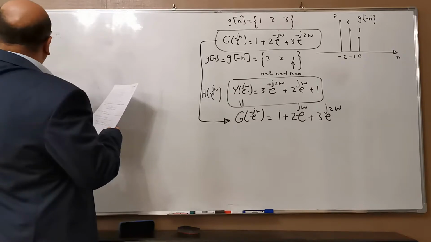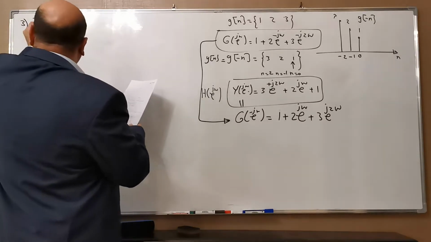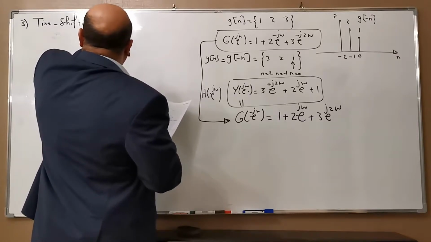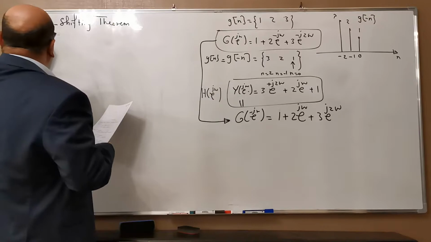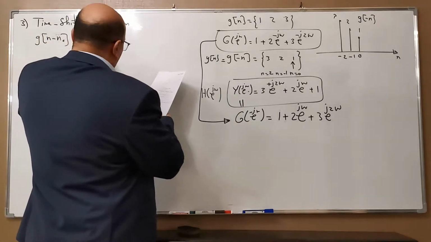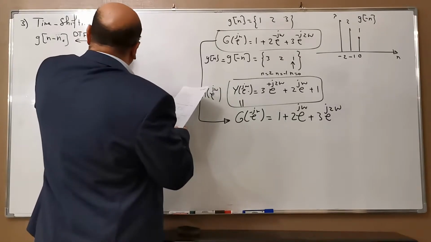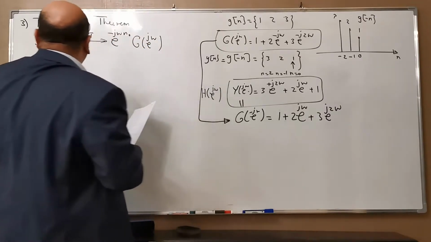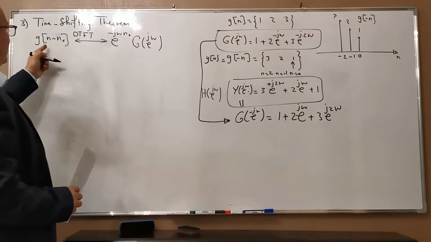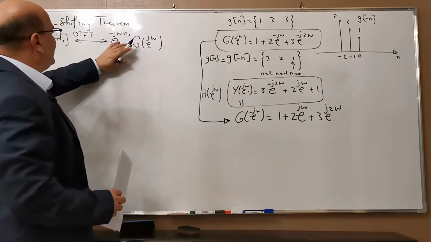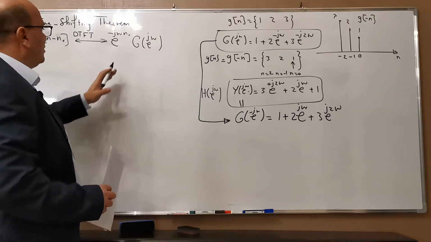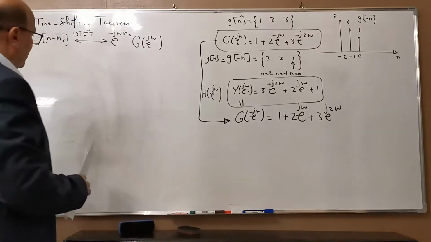Okay, the third theorem is the time shifting theorem. The time shifting theorem says that if you have g of n minus n0, a shift of g of n, then the DTFT is equal to e^{-jωn0} G of e^{jω}. Looking at this time shifting, notice that this factor is a phase shift. The magnitude of the shifted version of g of n does not change in the frequency domain; it only has a phase shift added to it.